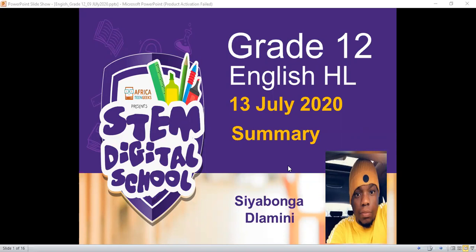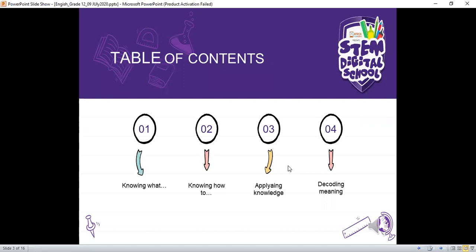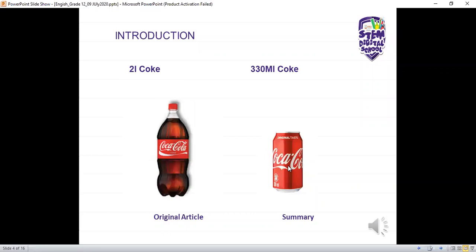We'll introduce, then try to make the concept more understandable, and then we'll work with a few examples. So a simple thing that we're going to do is know what a summary is, how to actually go about doing it, and then later test the knowledge.